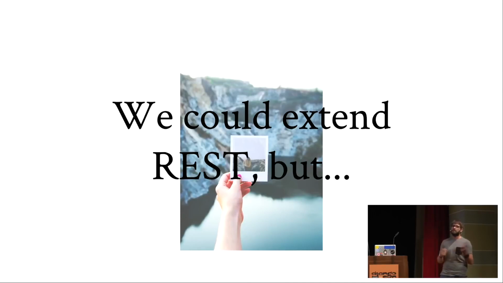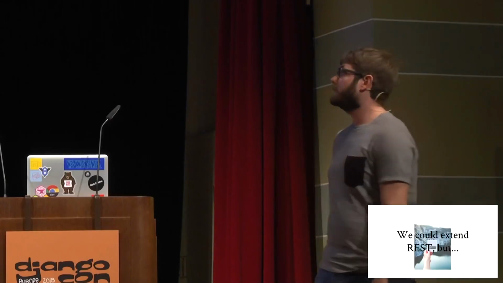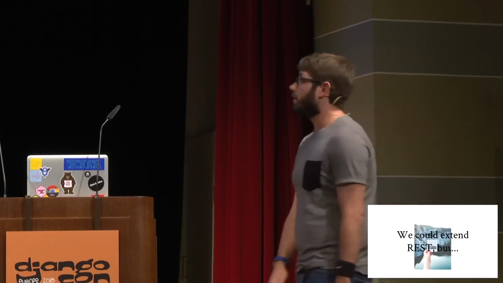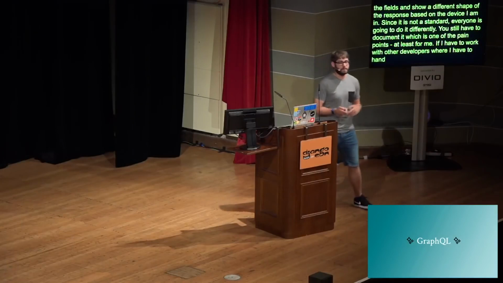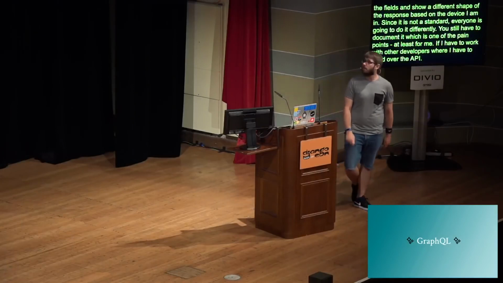I want to show a different shape of the response based on the device. But since it's not a standard, everyone is going to do it differently, and you still have to document it, which is one of the pain points, at least for me, especially if I have to work with other front-end developers where I have to hand over the API. So GraphQL was created to resolve some of those issues and others.